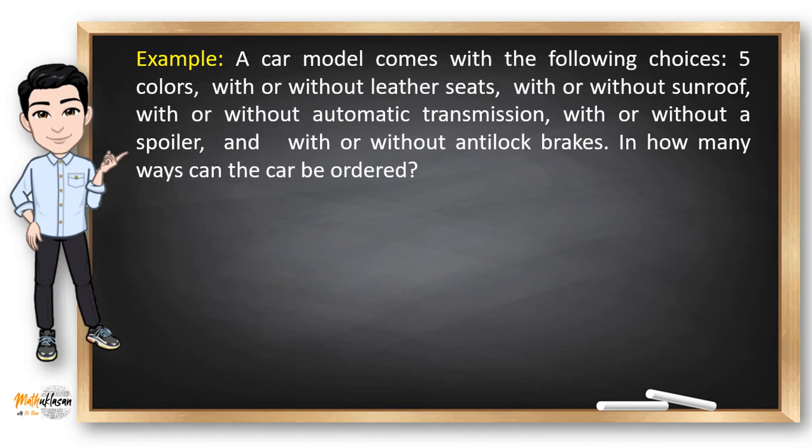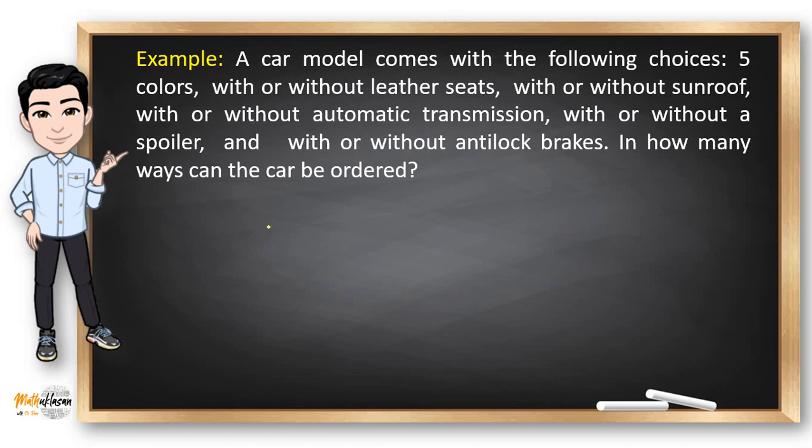For this next example, a car model comes with the following choices. So say you went to a casa and you'd like to choose a car for yourself, of course. 5 colors, with or without leather seats. These are the options that we have. With or without sunroof, with or without automatic transmission, then with or without a spoiler, and with or without anti-lock brakes. So in how many ways can the car be ordered?